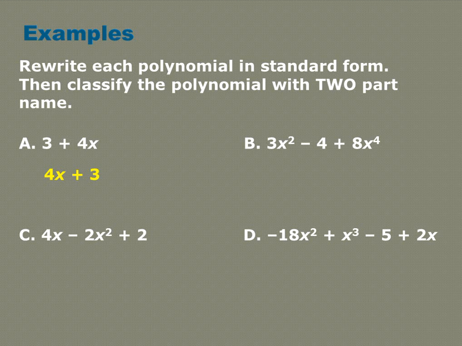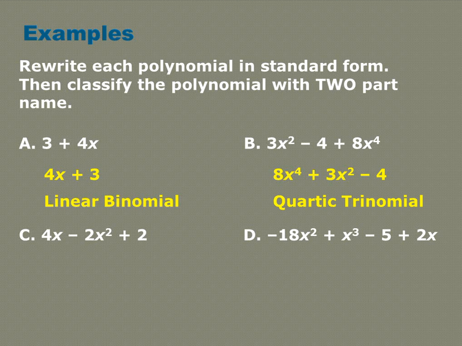So now I'm ready to classify it first by degree. So if it only has a degree of 1, that's going to be linear. It has 2 terms, so that's going to be binomial. So I would classify this as a linear binomial. The next one, b, when I put this in standard form, it becomes 8x to the fourth plus 3x squared minus 4. When I classify it, it is a quartic trinomial.